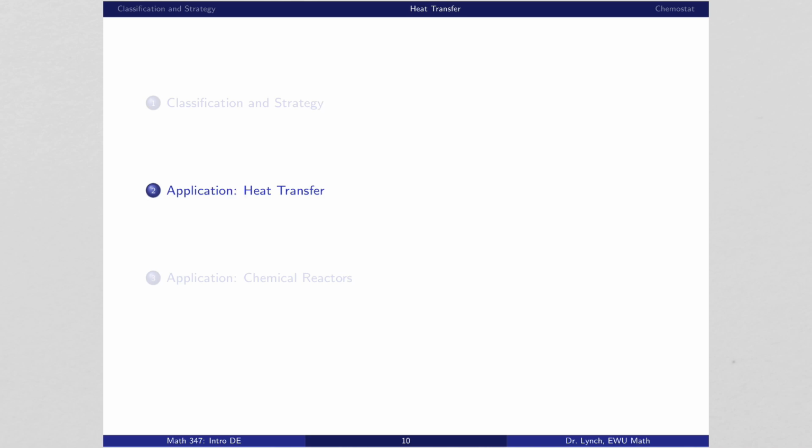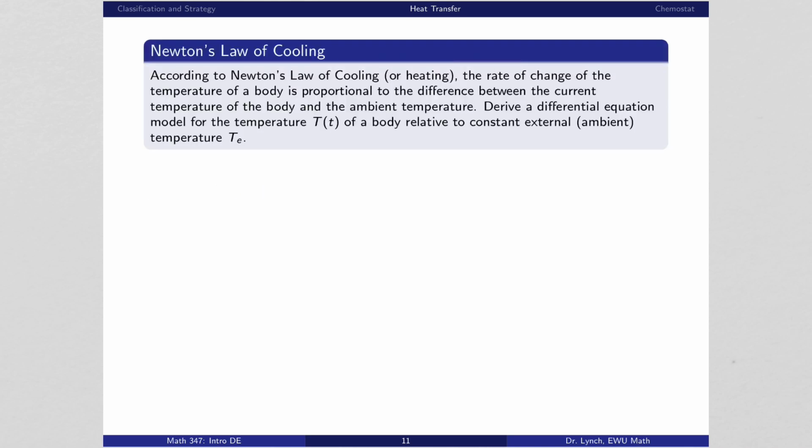Okay, so here's the first application, heat transfer, better known as Newton's law of cooling. According to Newton's law of cooling, which also works for heating, the rate of change of the temperature of a body is proportional to the difference between the current temperature of the body and the ambient temperature, or the temperature of the environment. So you can think about perhaps a cup of coffee that's hot in a cool room, or a cold glass of water in a room that's at room temperature.